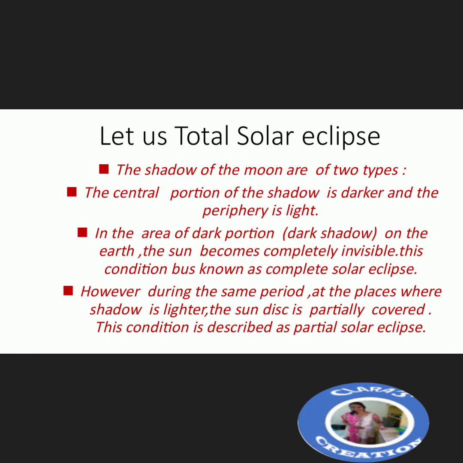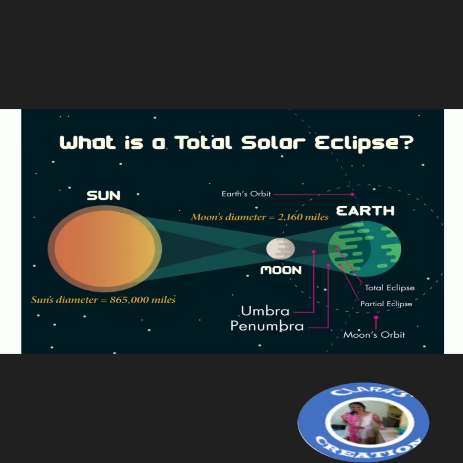Let us understand total solar eclipse. The shadow of the moon. Which shadow am I talking about? Moon. Are of two types. How many types? Two types. The central portion of the shadow is darker and the periphery is light. Come back to the image. Look at the central portion. Isn't it darker? The shadow of the moon. The central part. Isn't it darker? And the periphery is light.